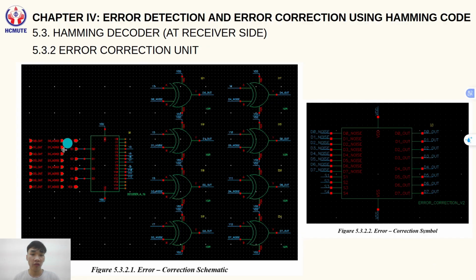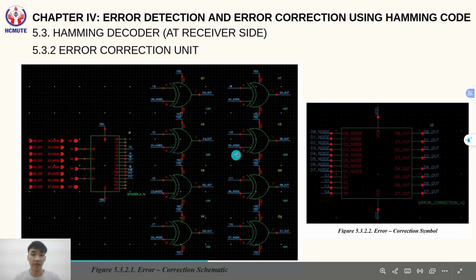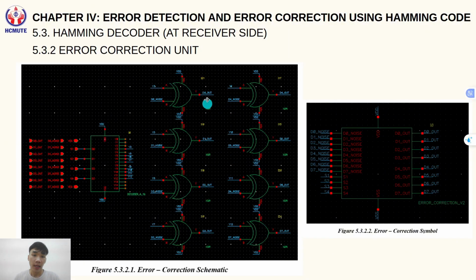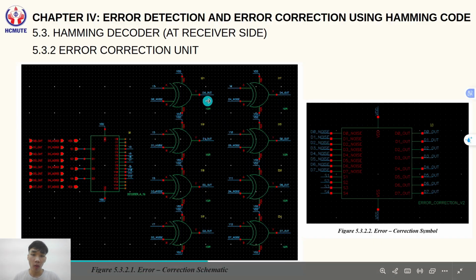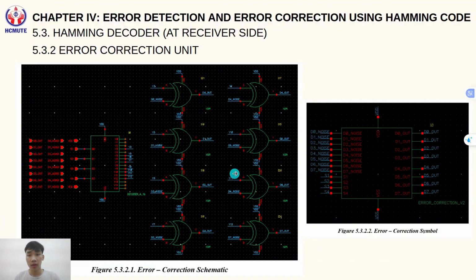Input signals include 4-bit syndrome S1 to S4 provided by the Hamming checker, and 8-bit data in, from data 7 in to data 0 in, which may or may not contain errors. And the output signal of ECU is 8-bit data out, from D7 out to D0 out, representing the correct data if an error occurs, or the same data if no error is present.